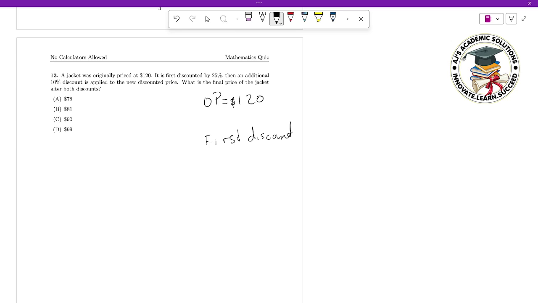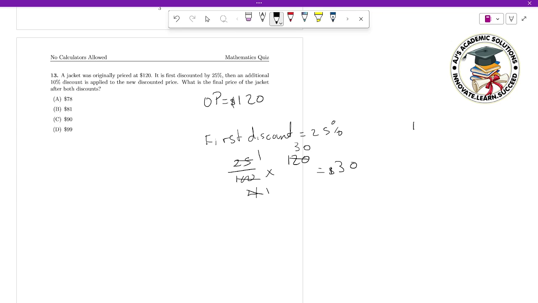So the first discount is 25%. To know what the price is after this first discount, we do 25 over 100 times 120. So 25 ones are 25, 25 fours are 100, 4 ones are 4, 4 threes are 12. So that's 30. So $30 is going to come off after the first discount.